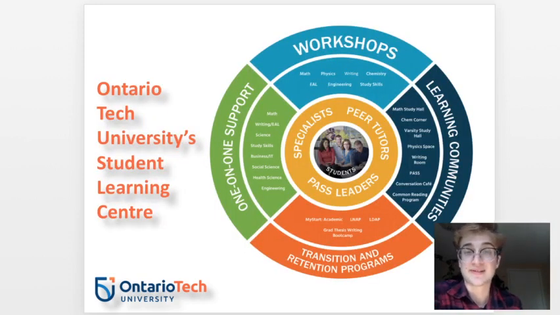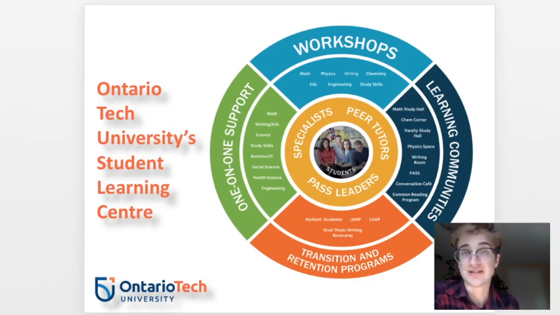This diagram illustrates our service model and the four main categories of the service that we focus on. At the top, you'll notice we have workshops, which offer help in math, physics, writing, chemistry, English as an additional language, engineering, and study skills. As well, we have learning communities, which are where students can connect with each other as well as staff at the Student Learning Center. So these events are Math Study Hall, Chem Corner, Varsity Study Hall, Physics Space, the Writing Room, Pass, Conversation Cafes, and the Common Reading Room.